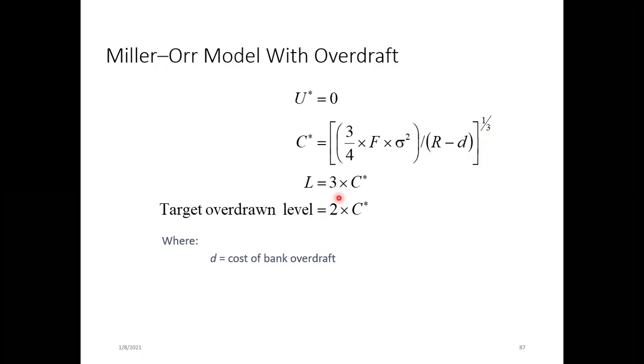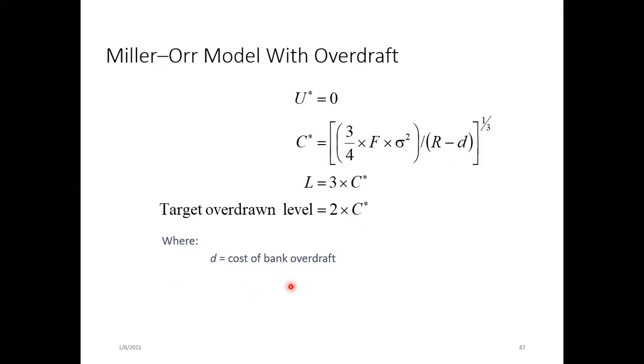The opportunity cost is only 2, and the others are the same. So the target overdraft level is 2 into 2 into the return point. Here the D means the cost of bank overdraft, right? Cost of bank overdraft.